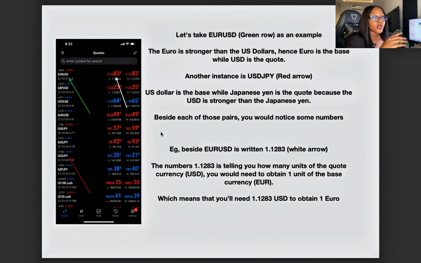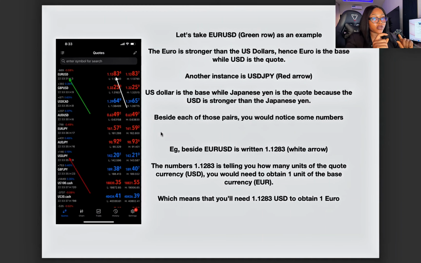If you also look beside them, you will notice that there's a number written there. Like now, Euro USD, as you can see, I pointed at it with the white arrow. You see a number 1.1283. What that number basically represents is how much US dollar you will need to get 1 euro. So it's basically how much of the quote currency you need to get 1 unit of the base currency.